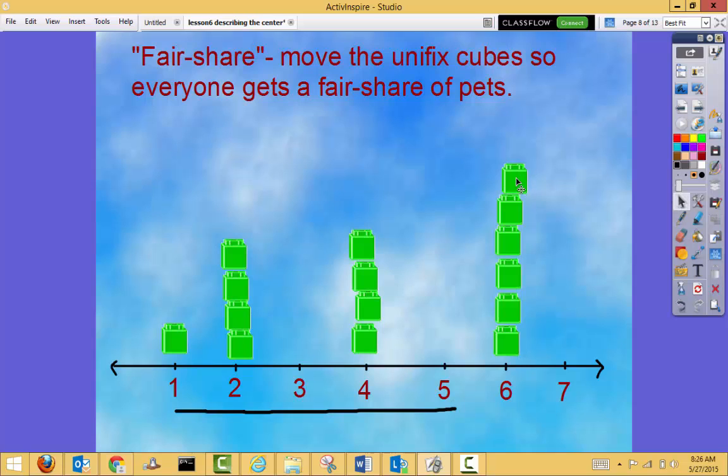So what do I need to do? I'm just going to start spreading them out until I have the same number in each row. I only have 5 students, so I'm not going to go to 6. So I'm just spreading this out right here.